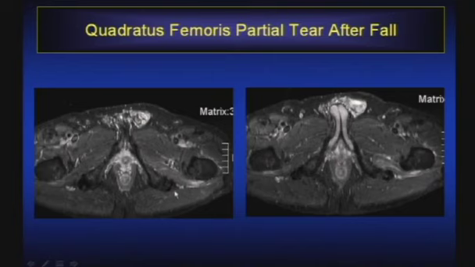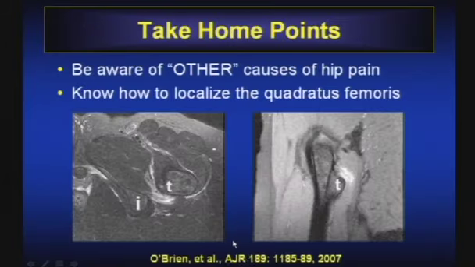Okay? So the quadratus femoris can be an important cause of pelvic pain or hip pain in the acute post-traumatic setting as well as in the setting of chronic repetitive microtrauma. So the take-home points here are to be aware of the other causes of hip pain and to know how to localize the quadratus femoris. Again, going back to our very first take-home point, really knowing the anatomy is 75% of the battle, isn't it?